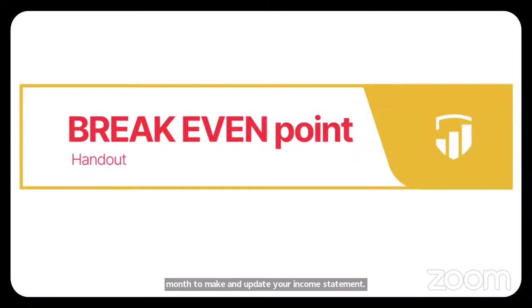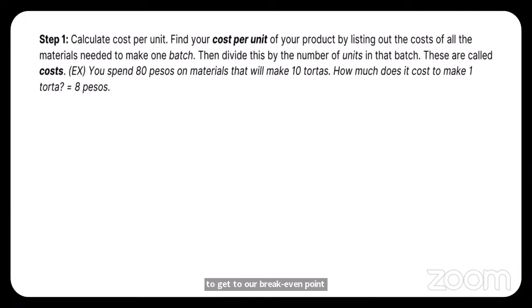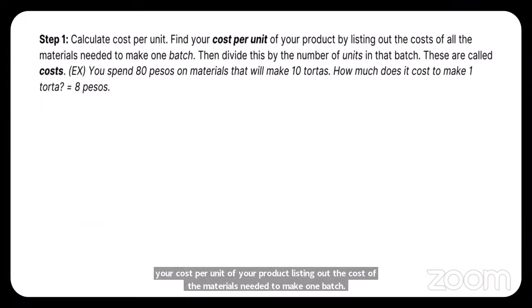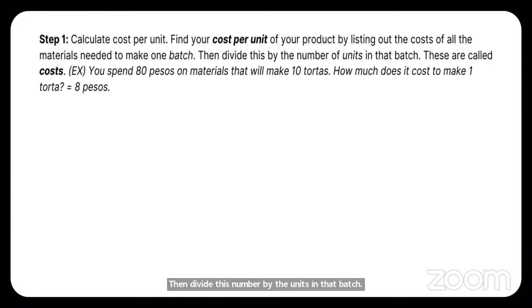Here's something you can create. You can look at the handout to get to our break-even point. So step 1, calculate cost per unit. Find your cost per unit of your product, listing out the cost of the materials needed to make one batch. Then divide this number by the units in that batch. These are called costs. You spend 80 pesos on materials that will make 10 tortas. How much does it cost to make one torta? That would be 8 pesos.